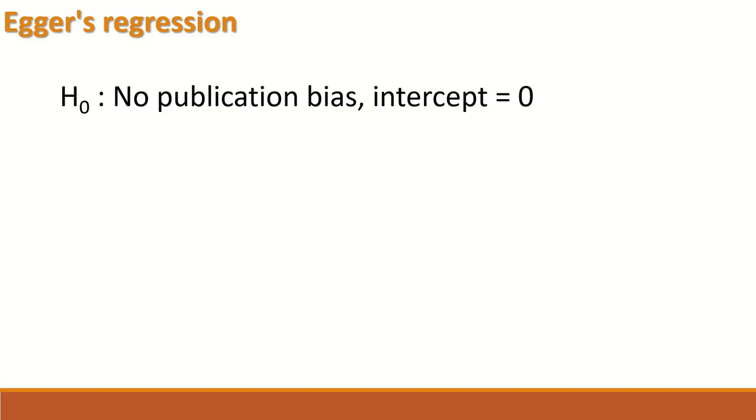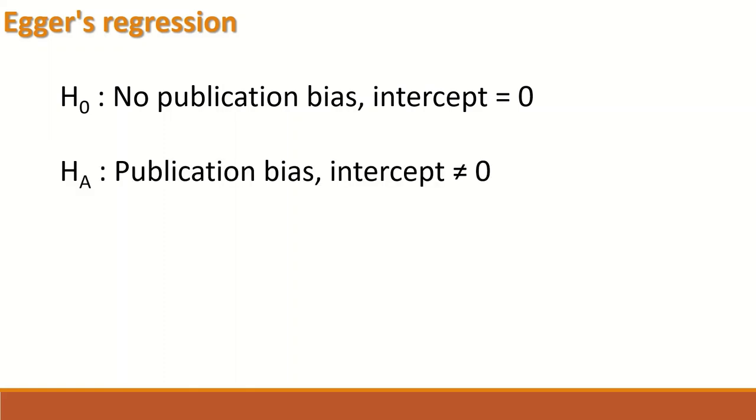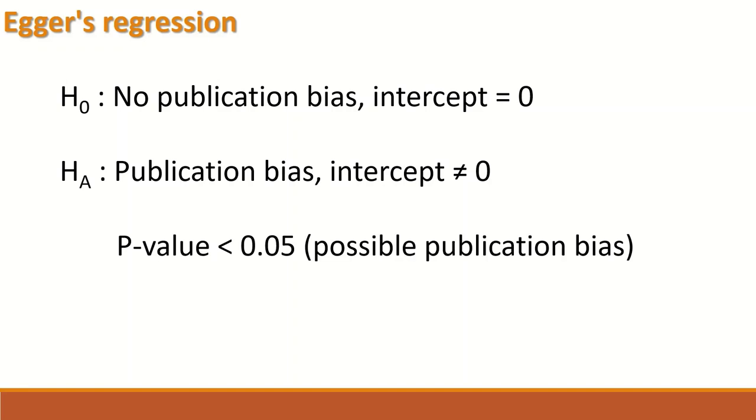To perform Egger's regression test, a null hypothesis and an alternative hypothesis have to be generated. So the null hypothesis states that there is no publication bias, i.e. the intercept is equal to zero. The alternative hypothesis states that there is a publication bias and the intercept is not equal to zero. And then this is backed up by the statistically calculated p-value, which could be less than 0.05 or greater than 0.05. For no publication bias, the p-value needs to be above 0.05.